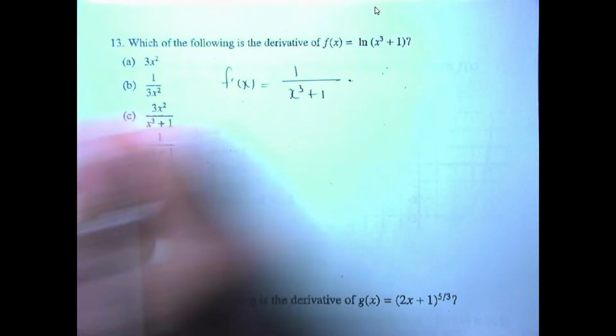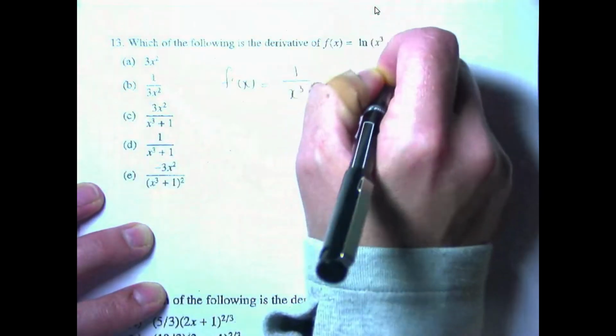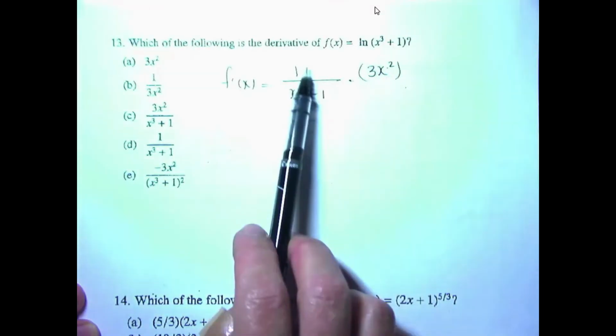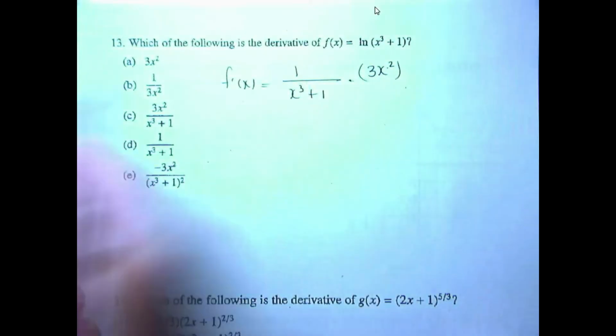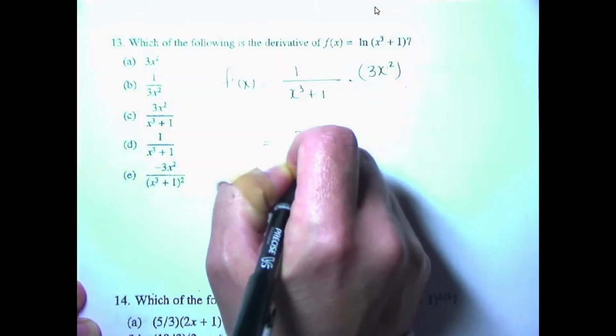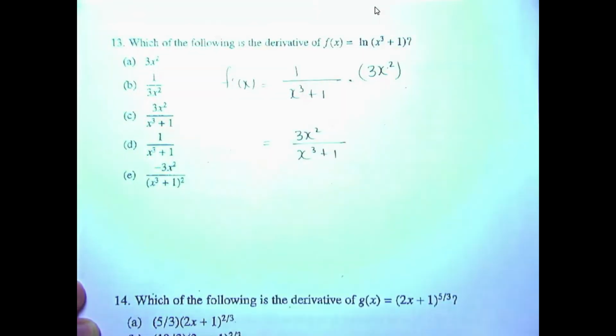Derivative of x cubed is equal to 3x squared. And if you want to go ahead and write this directly in the numerator, that's absolutely fine. All right, so this is equal to 3x squared over x cubed plus 1. So the answer here will be Answer C.